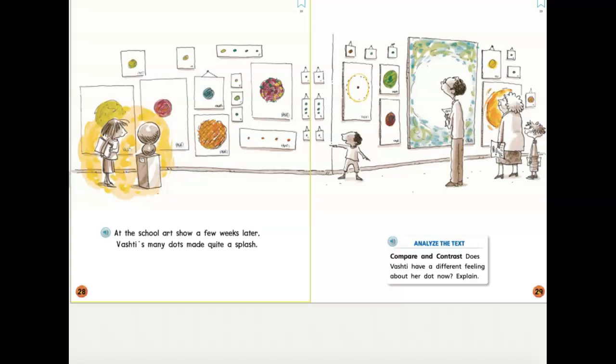When the author says Vashti's many dots made quite a splash, he doesn't mean like a splash in the water. The word splash can have another meaning, meaning it makes other people notice.